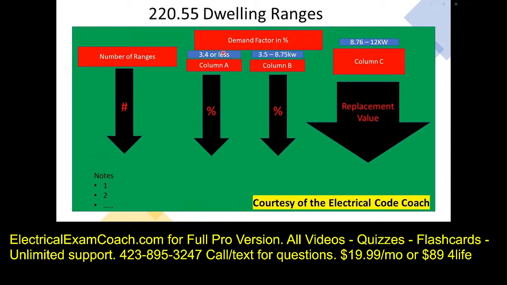Starting on the left-hand side in column A, this is when your individual range falls at 3.4 kW or less. In column B is when the individual range itself falls between 3.5 and 8.75 kW. Then column C is when our ranges are 8.76 through 12 kW.